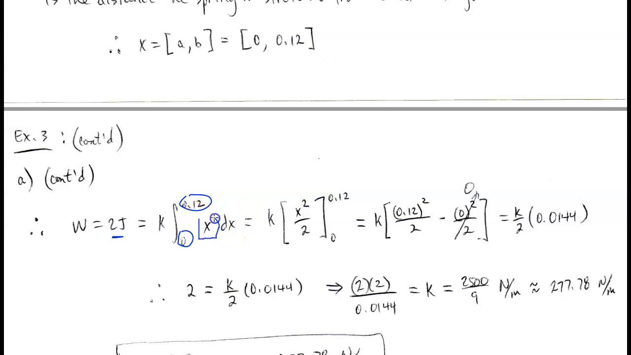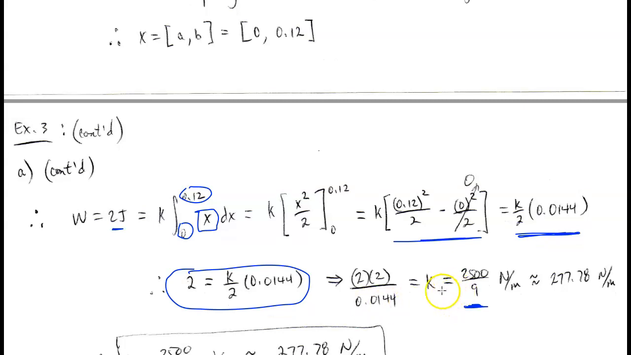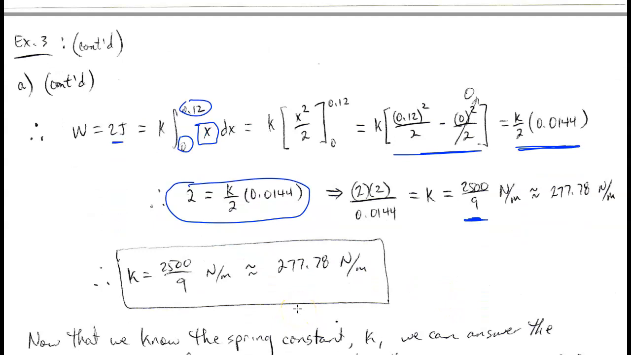So we take the antiderivative of x, which is just going to be 1/2 x squared, and we evaluate that from 0 to 0.12. You see the math is done there. We end up with k divided by 2 times 0.0144, and of course all that's equal to 2. So we rearrange it and solve for k, and we see that in fraction terms we have 2500 over 9 newtons per meter, or about 277.78 newtons per meter. So this is what our spring constant will be.